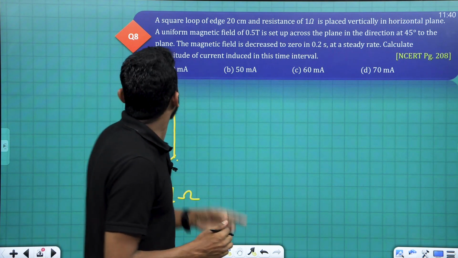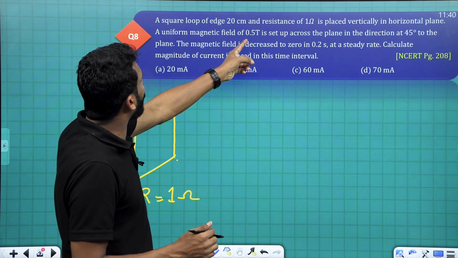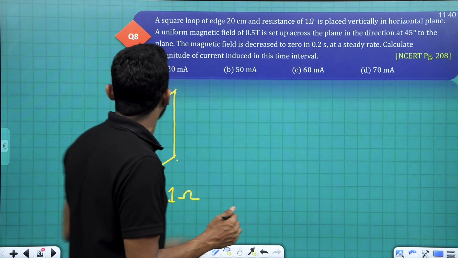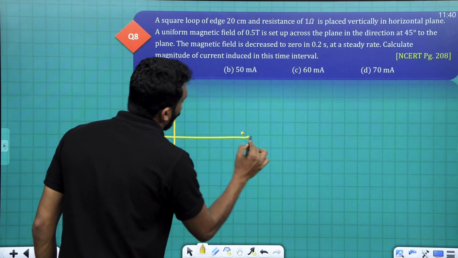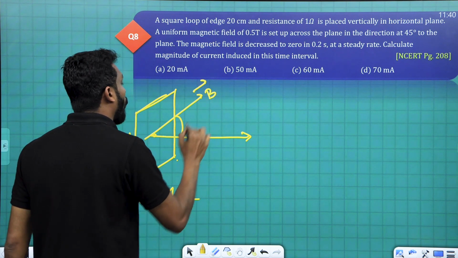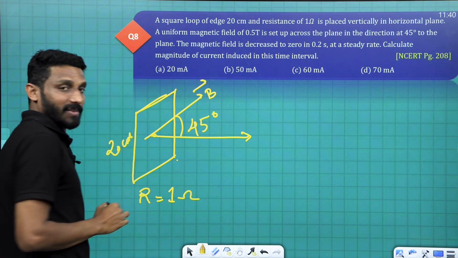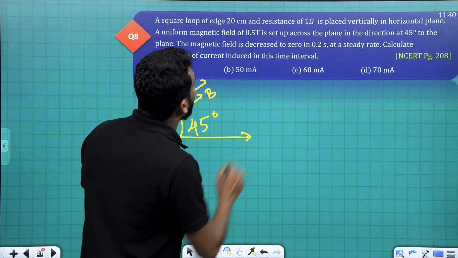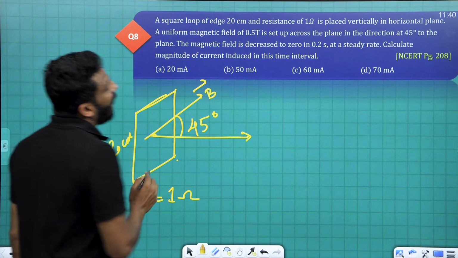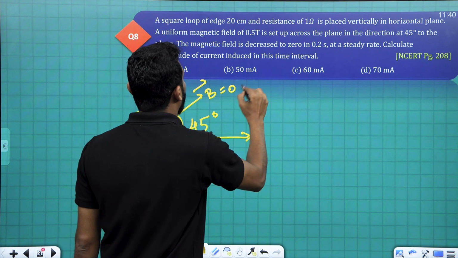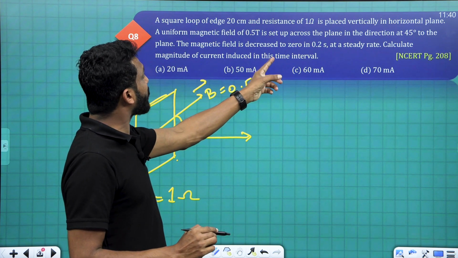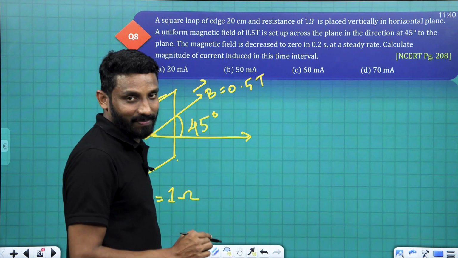Good. A uniform magnetic field of 0.5 Tesla is set up across the plane in the direction at 45 degree to the plane. Let this be the horizontal direction. Then the field intensity is directed at an angle of 45 degree to the plane, and the value is 0.5 Tesla. The magnetic field is decreased to 0 in 0.2 seconds.